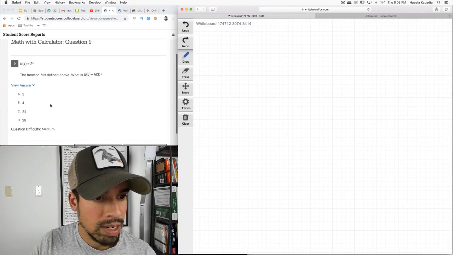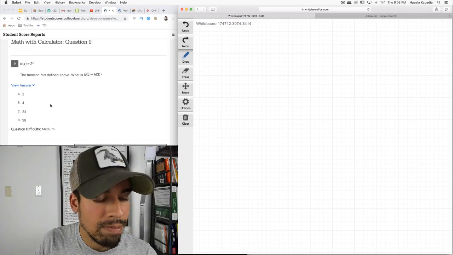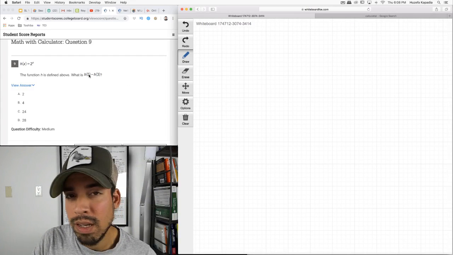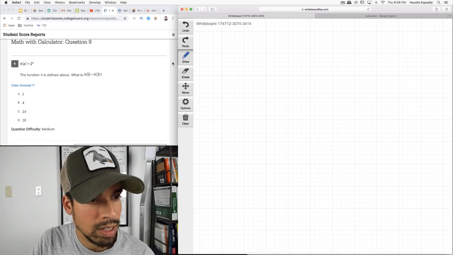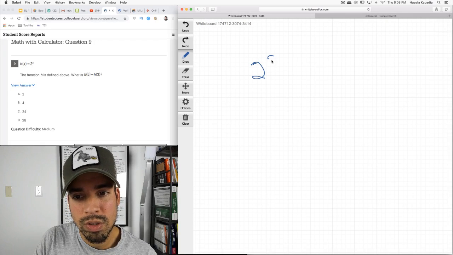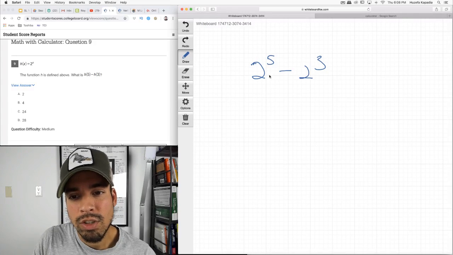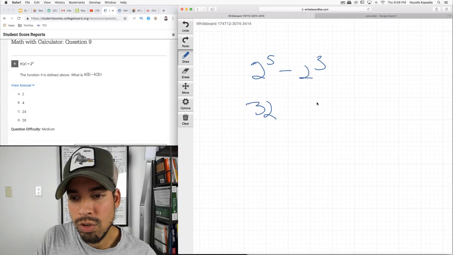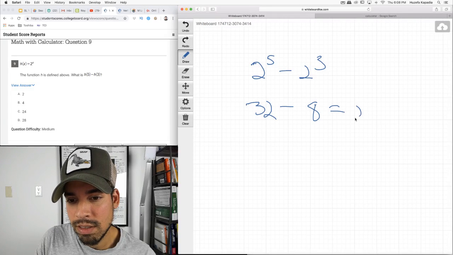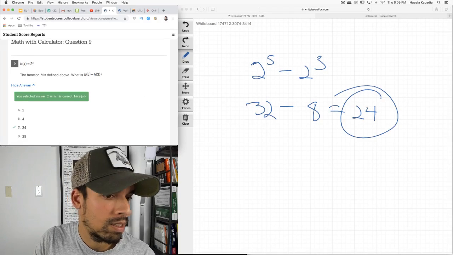Next, the function h is defined above. What is h of 5 minus h of 3? All we're doing, this means we're plugging in 5 into x and then 3 into x. So it's like 2 to the 5th minus 2 to the 3rd. You can use a calculator for this, but you don't need it. 2 to the 5th is 32. 2 to the 3rd is 8. We subtract, and we get 24, which is C. That's it.